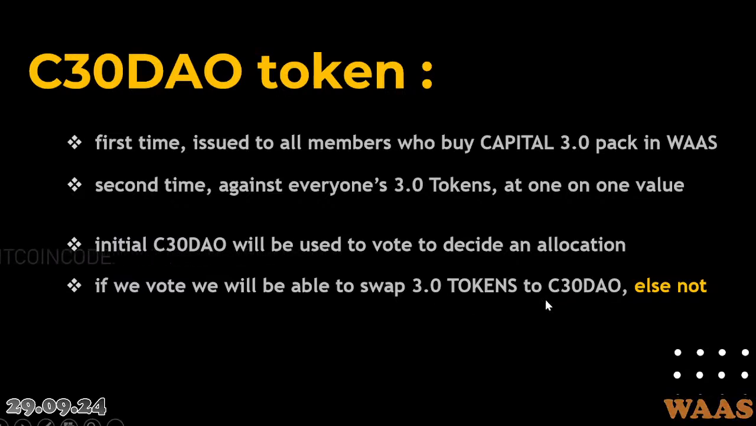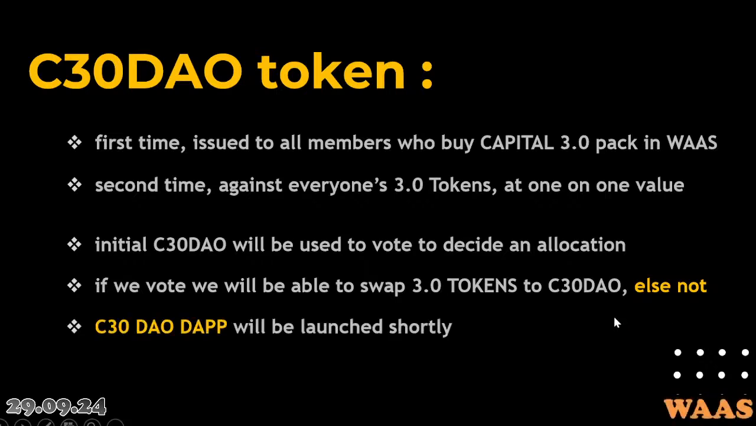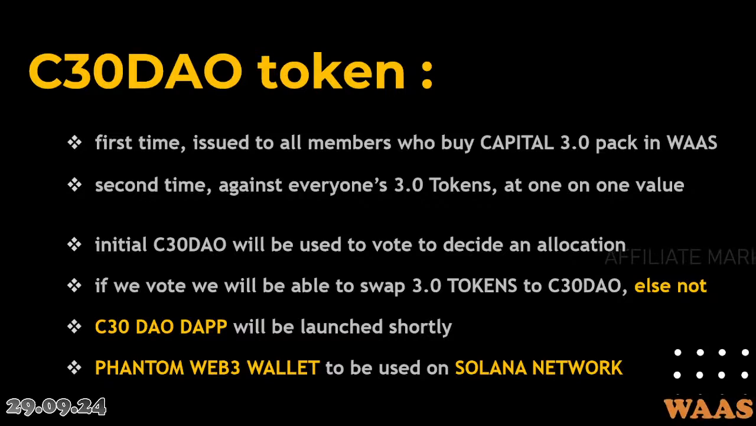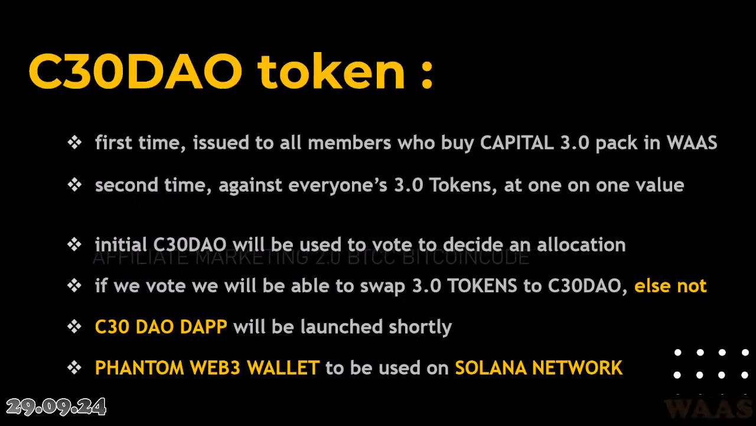If you don't cast a vote on any allocation that is provided, you will not be able to swap your tokens 3.0. So a C30 DAO dApp will be available. Like we have dApps for mining and for Boomerang, a similar dApp will be introduced for C30 DAO, and you will be able to connect your Phantom wallet. Why is Phantom wallet recommended? Because this entire DAO structure we are putting on the Solana network, and Phantom wallet is one of the best wallets for the Solana network. So obviously you will have to install it.